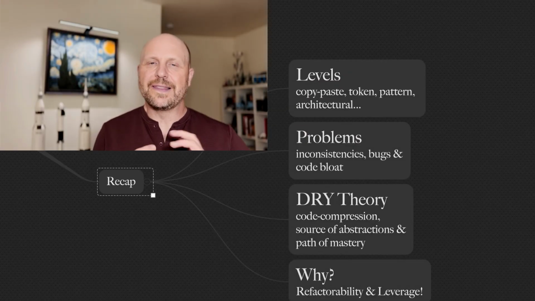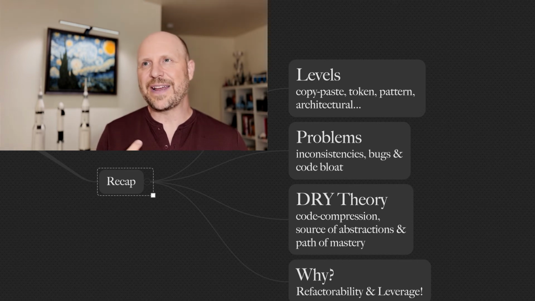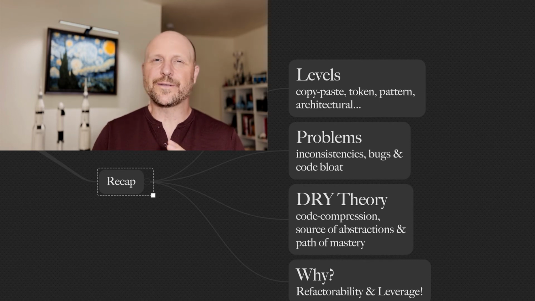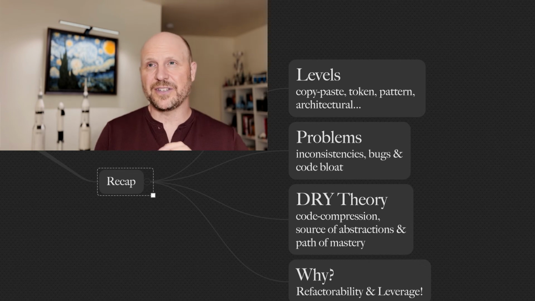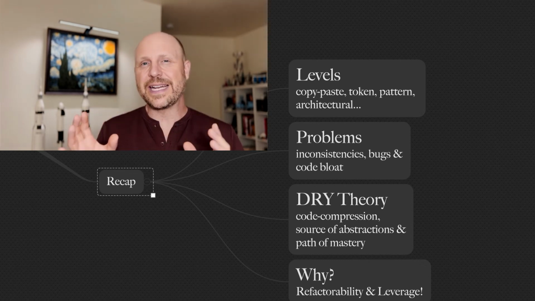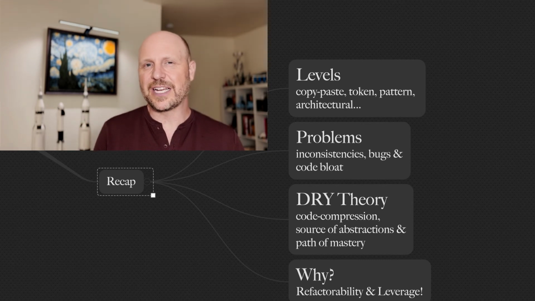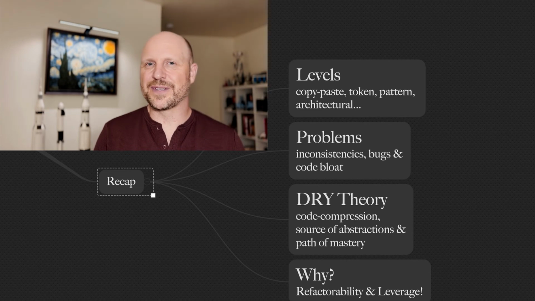We talked about the levels of code repetition. And again, my emphasis here is that there are an unbounded number of levels. I just wanted to give you a few scales, from copy-paste code to token repetition, to pattern repetition, to architectural repetition. There are many levels and many levels of deepening of understanding. In fact, I think there's essentially infinite levels. But that's the key thing. DRY is not just about copy-paste code. That is just the very surface of this concept, the tip of the iceberg.